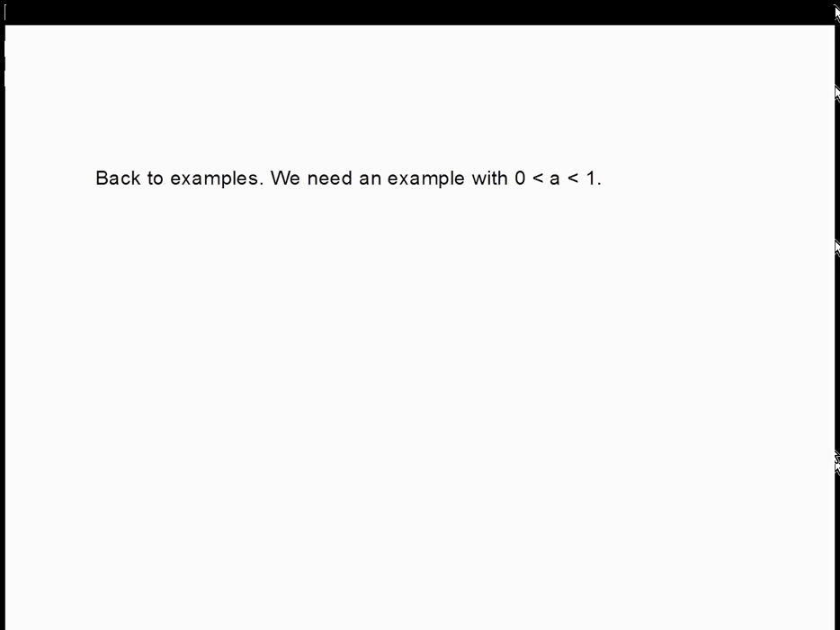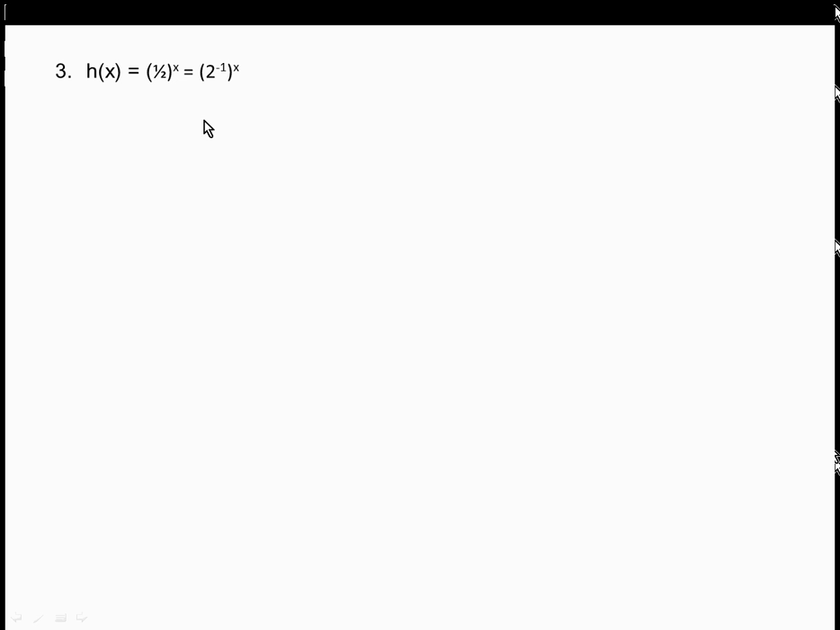Okay, back to the examples. We need an example with 0 less than a less than 1. If we think about what happened with 2 to the x and 3 to the x, all we really need is 1. So an easy fraction between 0 and 1 is going to be 1/2. So our third example is h of x equals (1/2) to the x. Now remember, I like to keep my a bigger than 1. So we're going to rewrite the way 1/2 looks. 1/2 is 2 to the negative 1. We actually looked at that way back in chapter R. A power to a power says multiply the exponents. That would be 2 to the negative x.